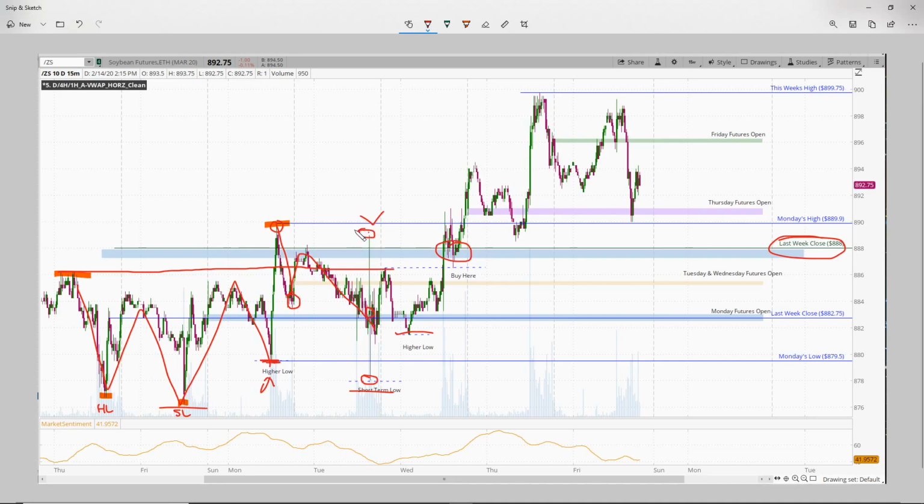Or maybe you don't. Maybe you say, this is getting a little squirrely for me. Maybe you take profits up on this wick or something like that, or up against last week's close. But this is definitely a great buy opportunity when we did gain support along the last week's close. So this identification was good. This was a good identifier.